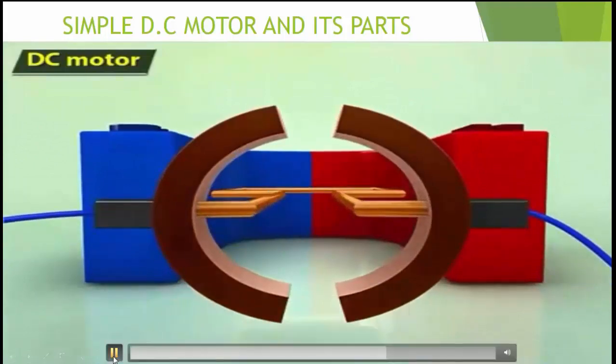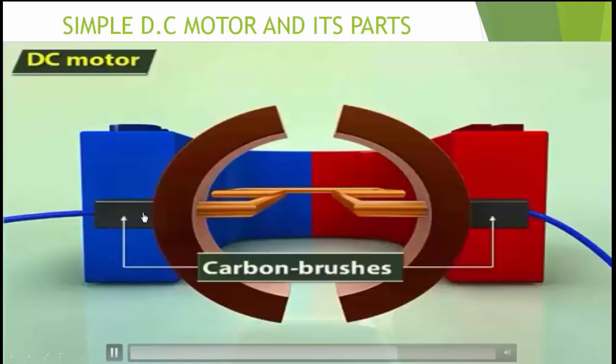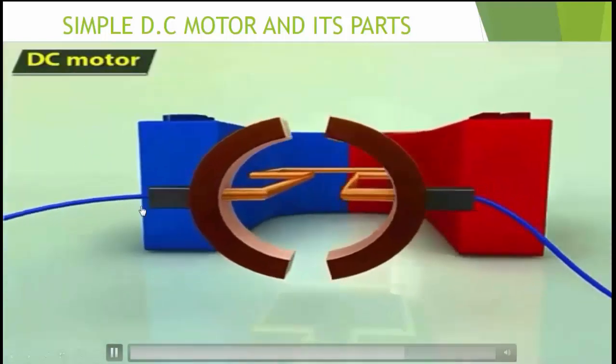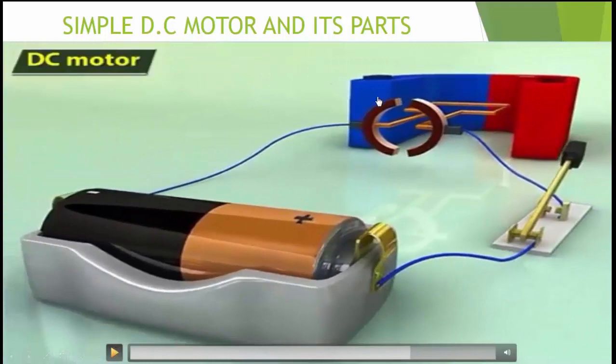One more thing, students: this diagram shows the split rings and the carbon brushes, but the carbon brushes are not fixed to the slip ring, whereas the armature coil is fixed to the slip ring. Remember, the carbon brushes are not fixed totally; they just gently press the slip ring, whereas the armature coil is directly fixed with the slip ring.